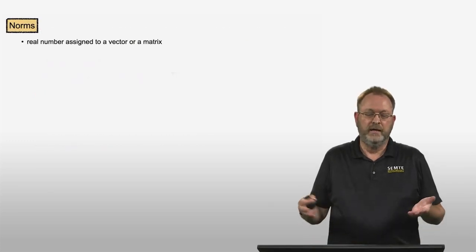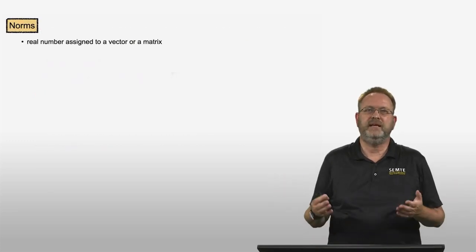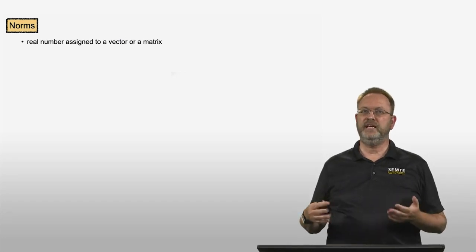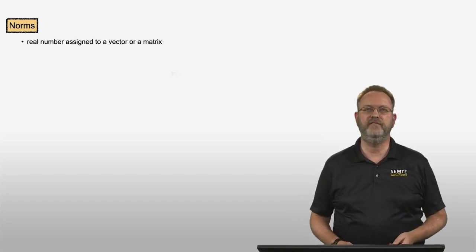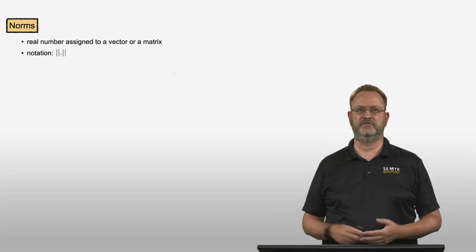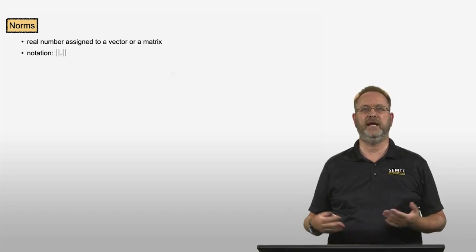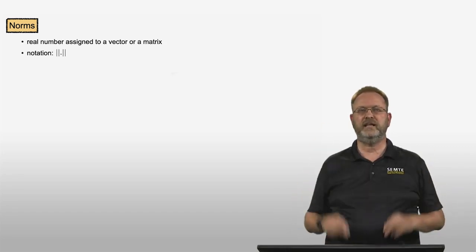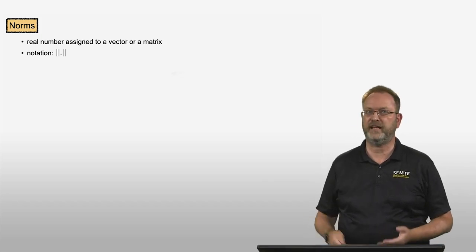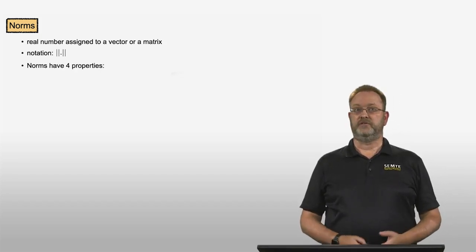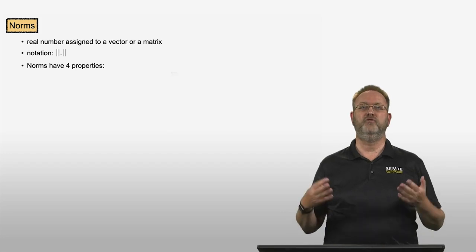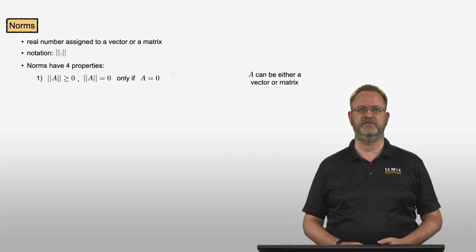Okay, so what is a norm? Basically, a norm is a real number assigned to a vector or a matrix. The notation for a norm is just two vertical lines on either side of either the vector or the matrix. Now, norms have four distinct properties.